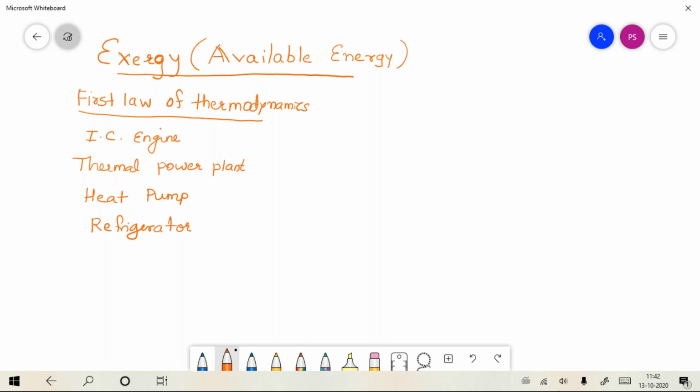What the first law of thermodynamics helps us to understand is that there is an energy balance. We have seen that when we applied the first law of thermodynamics to a closed system, we talked about Q is equal to delta E plus W. When we applied the first law to open systems, steady flow systems, we wrote the steady flow equation. So all these equations help us to relate the input and output.